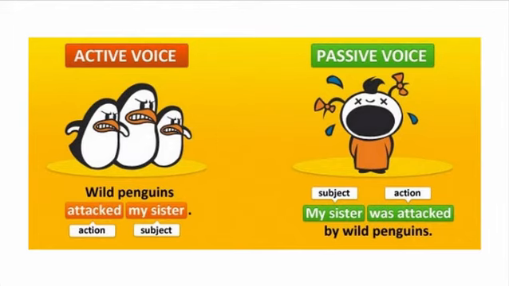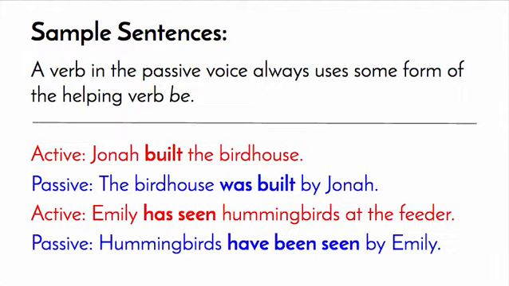So here's an example. In active voice, wild penguins attacked my sister. The wild penguins are doing the action and they're attacking the subject of that sentence, who is my sister. In the passive voice, my sister was attacked by wild penguins. She's receiving the action and she just kind of sounds like a whiny baby instead of somebody who is victimized by a terrible attack.